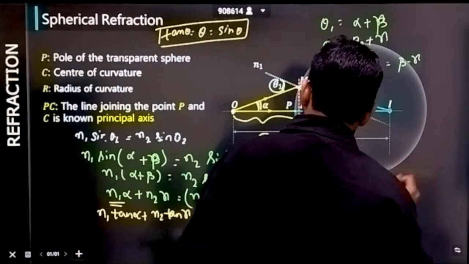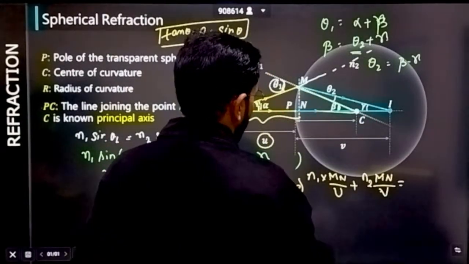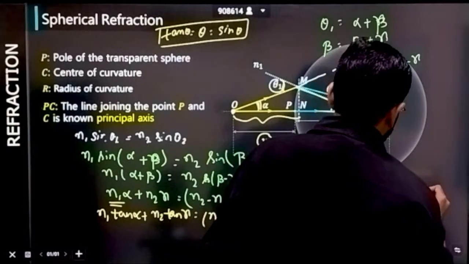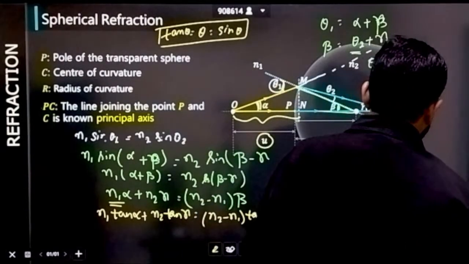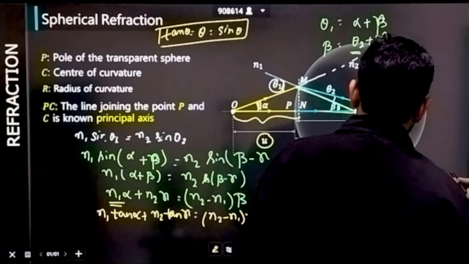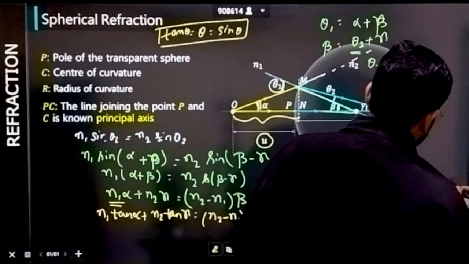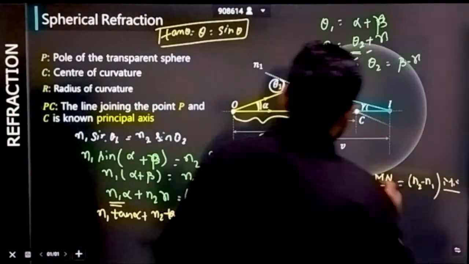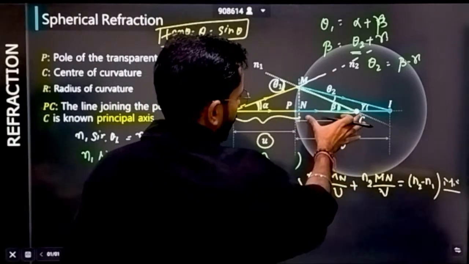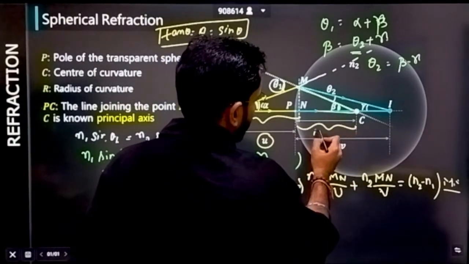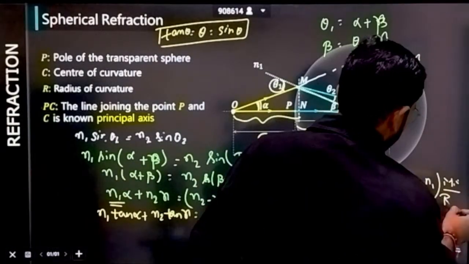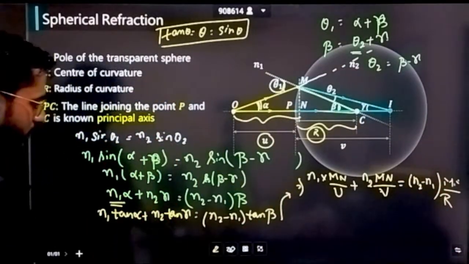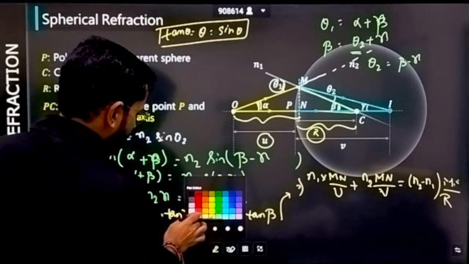v is equal to. Now here, tan of beta, how will you write it? n2 minus n1 into beta, how can you write it? mn divided by this complete distance of the center of curvature. This is the distance that you have to write. Can I say it is nothing but the radius of curvature? This will be the radius of curvature. Check it once, I think some calculation mistake is there.